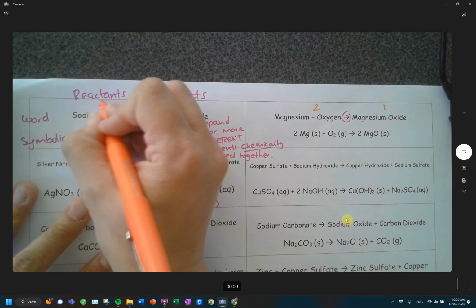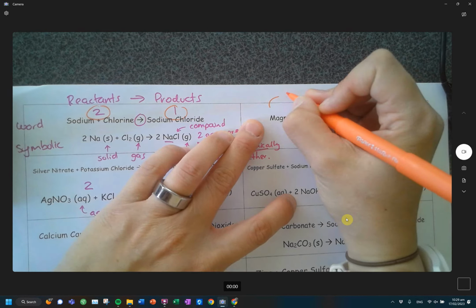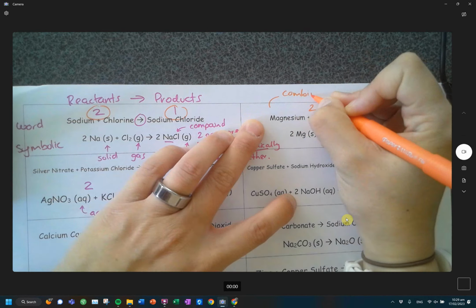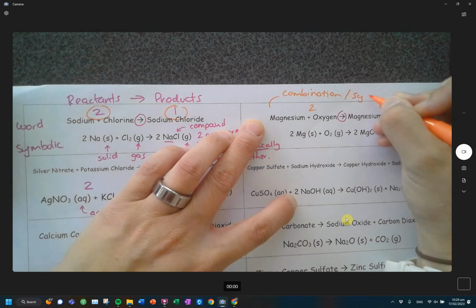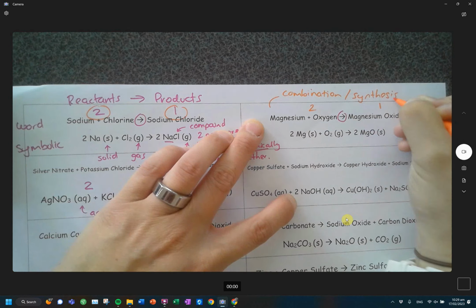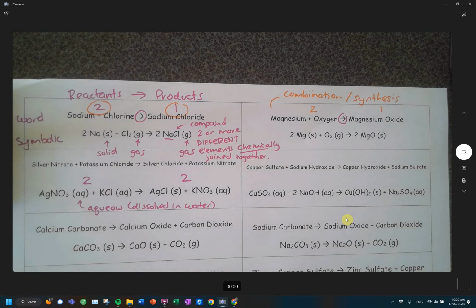So I'll circle this in orange. The orange ones that I've written down are your combination reactions. You might also hear it called synthesis, because you synthesize something. So that's the first category. What we're looking for is basically two, maybe more, different reactants coming together and making one product.